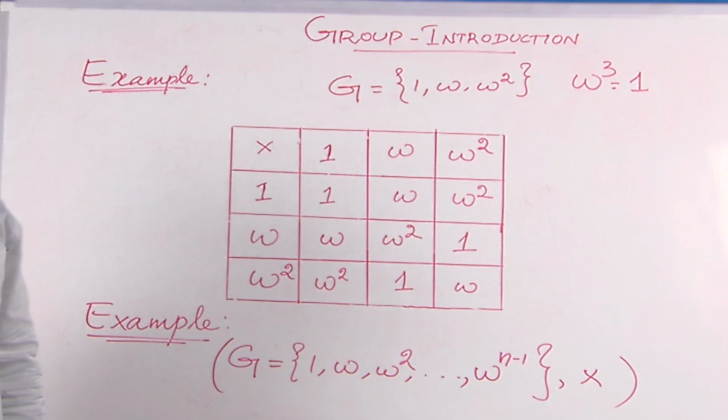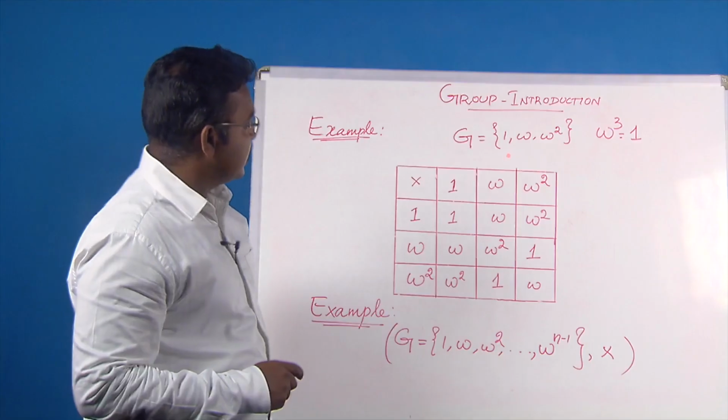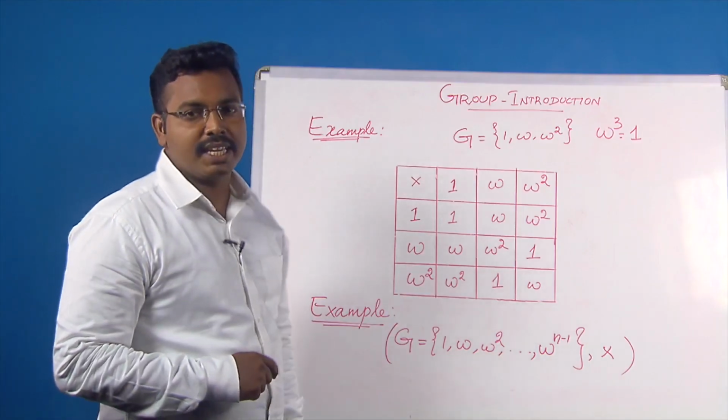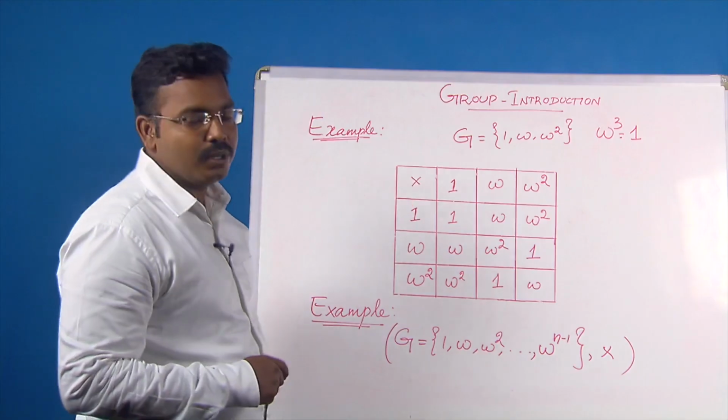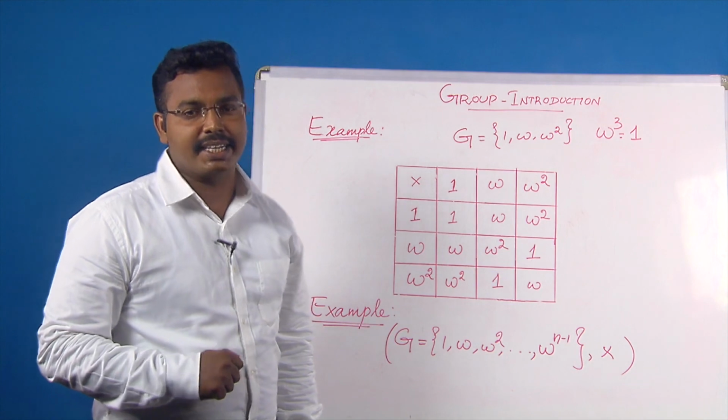The next property is identity. We have to find an element in this set which satisfies the property that A star the element equals the element star A equals A for all A. Here you look at this: 1 dot 1 is 1, 1 dot omega equals omega, 1 dot omega square equals omega square. Therefore, any element dot 1 is equal to the same element. Therefore, 1 is the identity here.